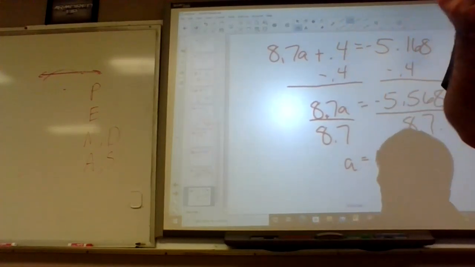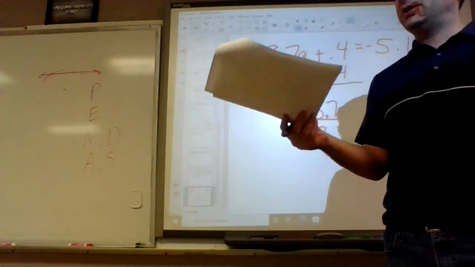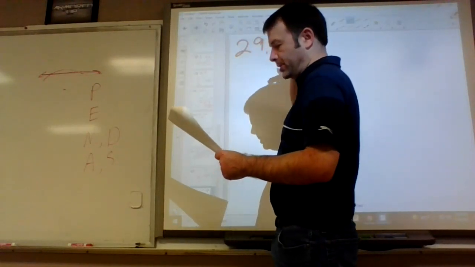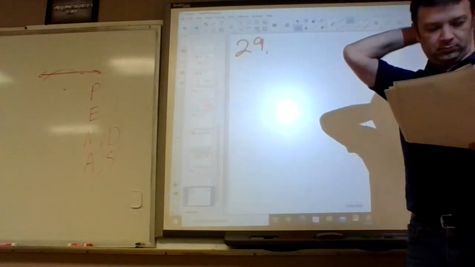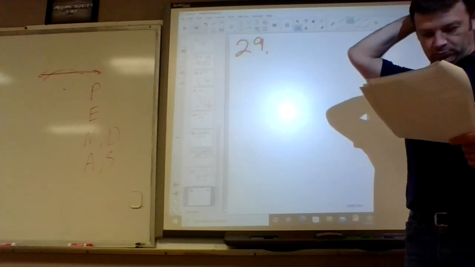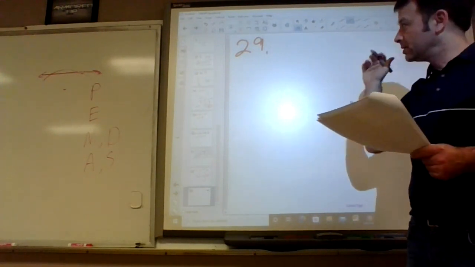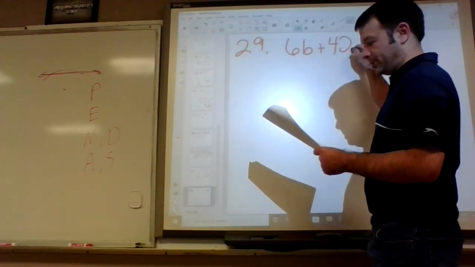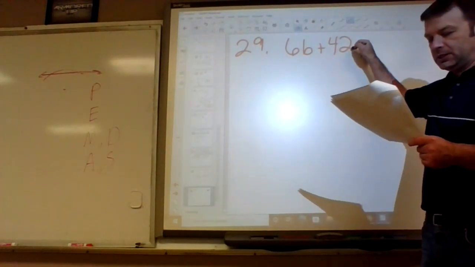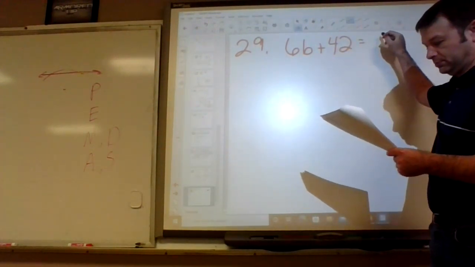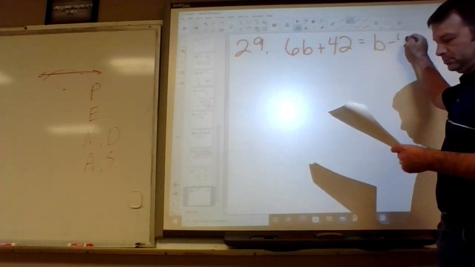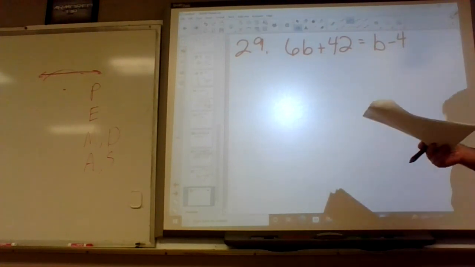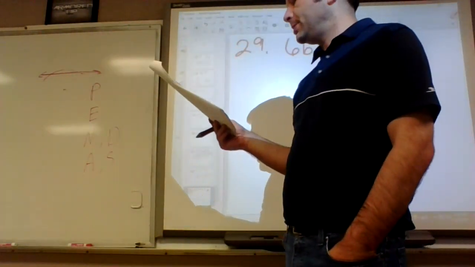Okay, number 29. I think we're at Macy. Macy, what'd you do first on 29? Well, do the distributive property? Yeah, so what would the left side become? So we have 6b plus 42. What? 6 times 7. Oh, yeah. We're not multiplying the b out, we're multiplying the 6 out. So 6 times b, 6b plus 6 times 7.